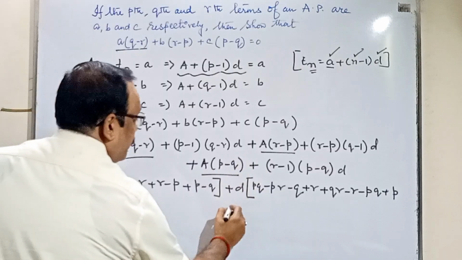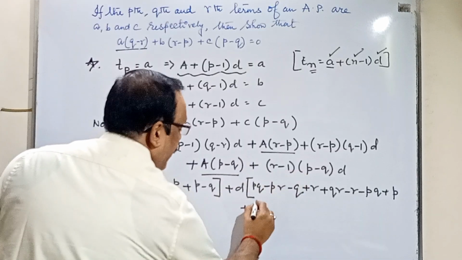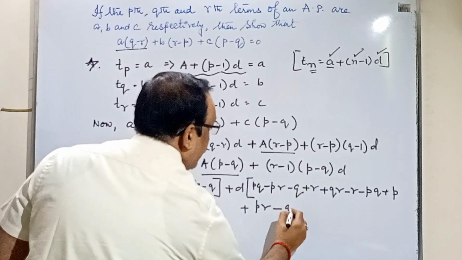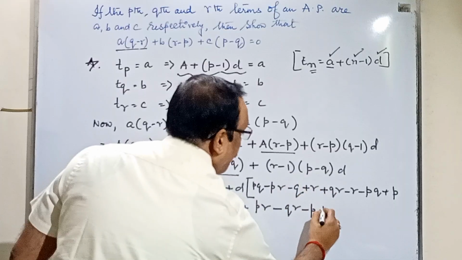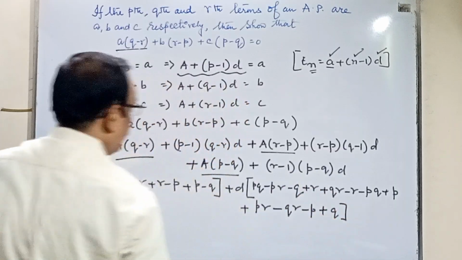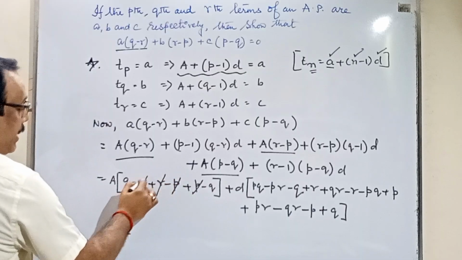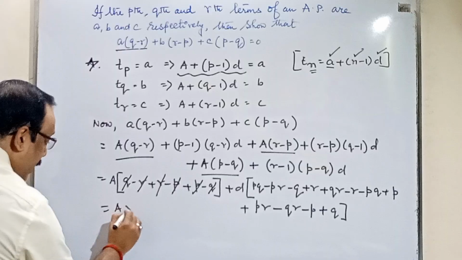Now this one plus PR minus QR minus P plus Q. Plus P minus P cancels. Plus R minus R cancels. Plus Q minus Q cancels. So this becomes 0. A into 0.